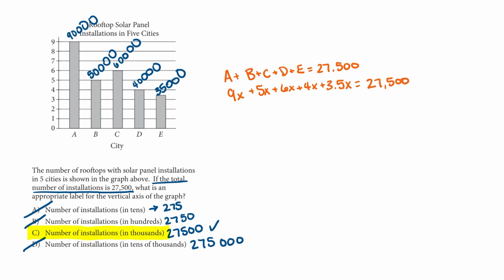So now if we combine our like terms, we would get 27.5x equals 27,500. Divide both sides by 27.5. This is where your calculator comes in handy. And x would be equal to 1,000. So that's another way that we can find that this is in thousands because we can solve for that variable, that x, in between all of them, and all of these should be multiplied by 1,000.